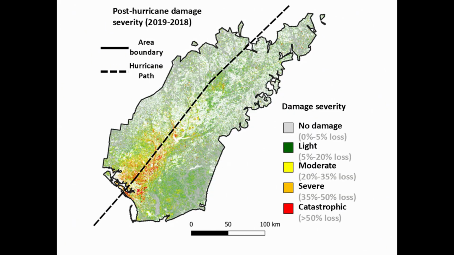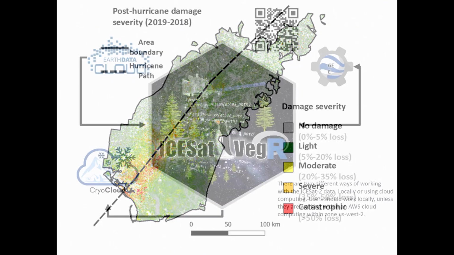So here's another example of the product that we produced, the damage severity. You can see along the hurricane path, we have the catastrophic damage, which basically shows the forest that lost more than 50% of canopy height, followed by the severe, moderate, light, and no damage. And here the spatial resolution is 30 meters.